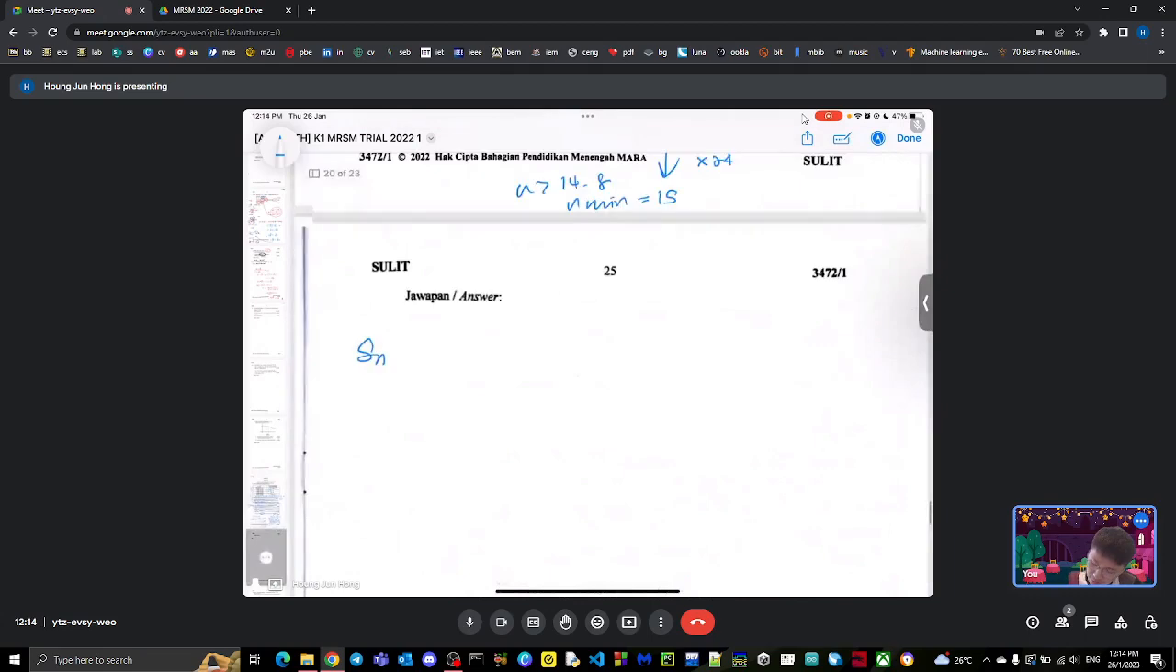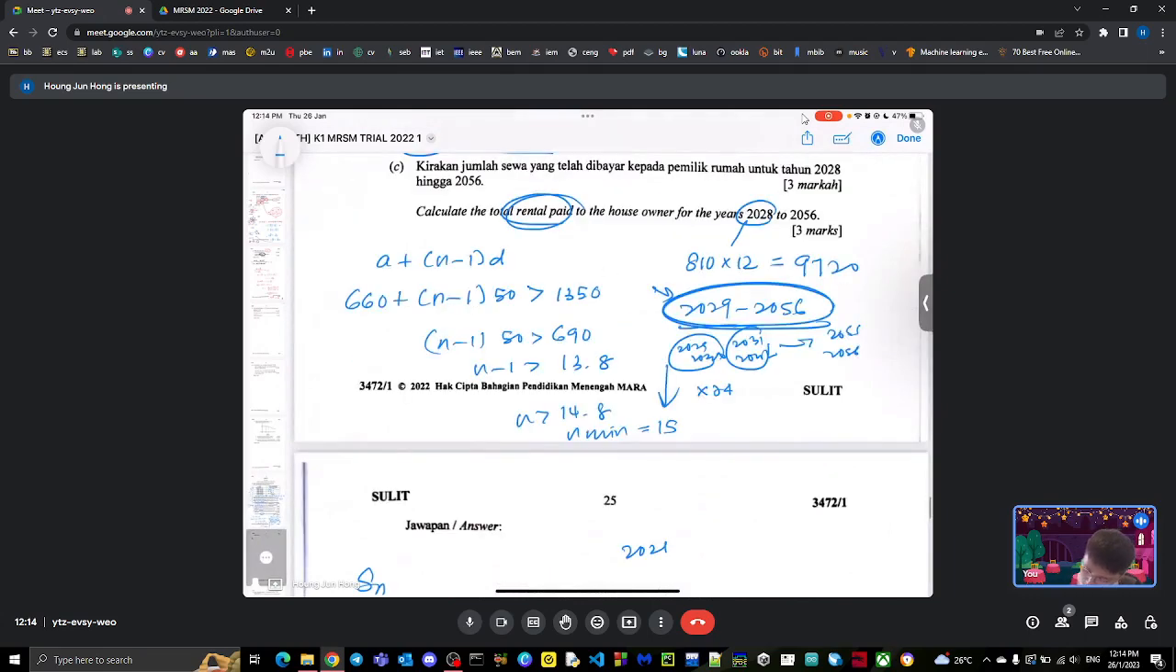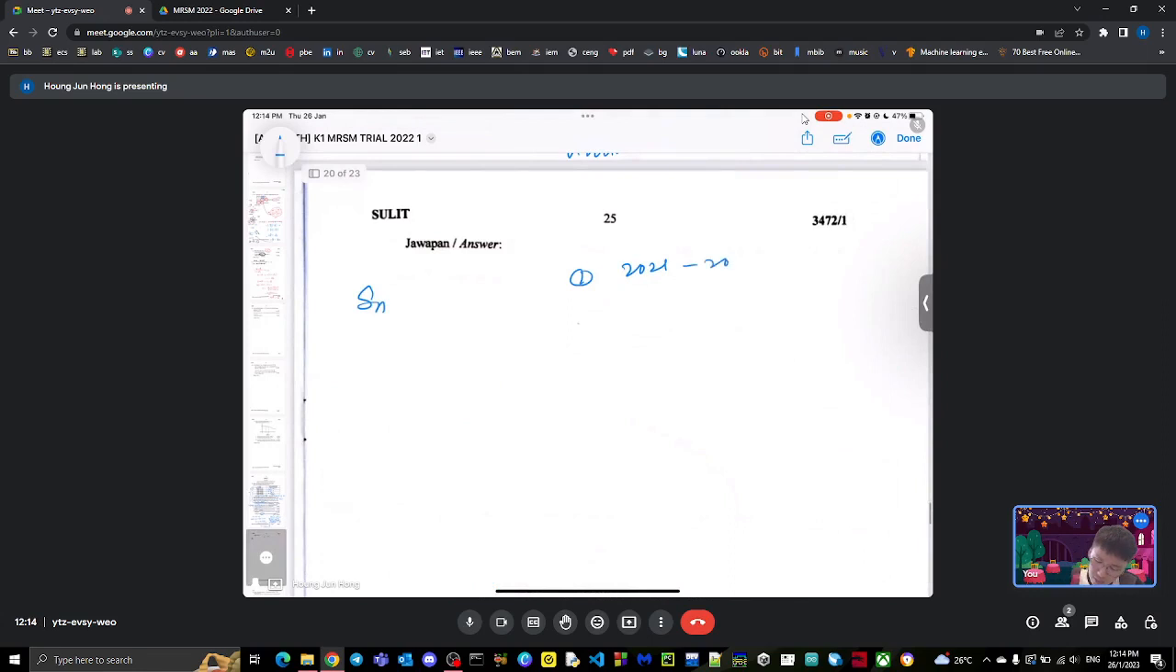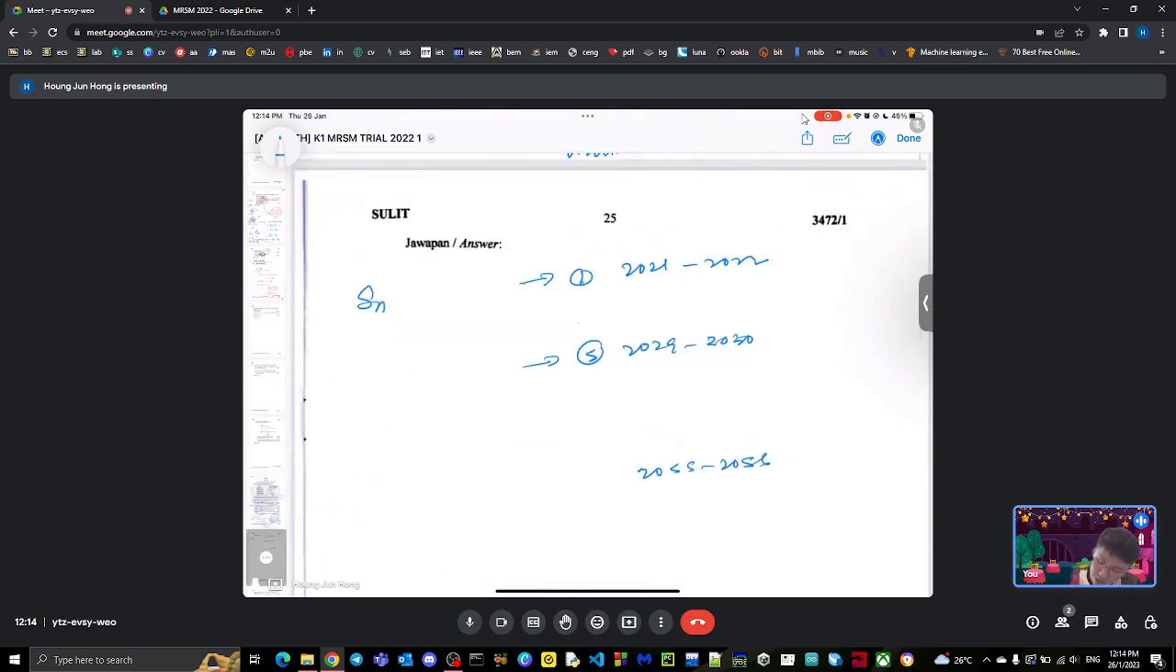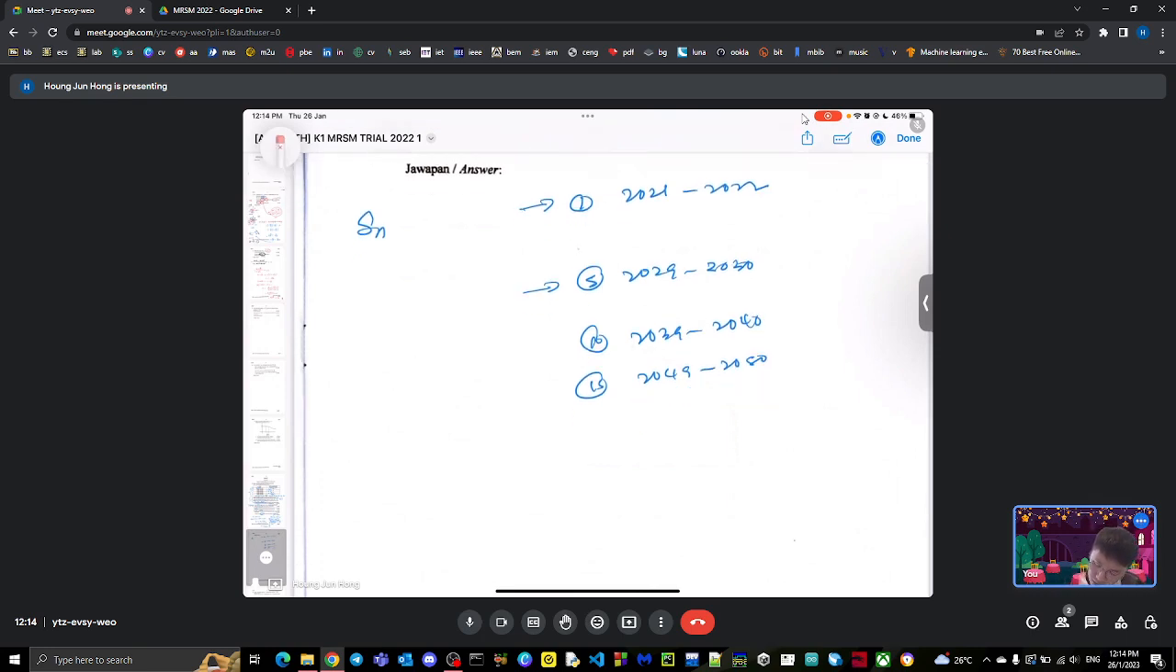So let me just write it out. 2021 is your first term. Now we are starting from 2029, this one will be the fifth term, and we want to go all the way until 2055 to 2056, because this is what the question wanted. So this is the first term, this is the fifth term. The 10th term will be 2039, and the 15th term will be 2049. If you work from here, 51 to 52 is 16, 53 to 54 is 17, 55 to 56, this is what we want, right? Yeah, this is your 18th term.